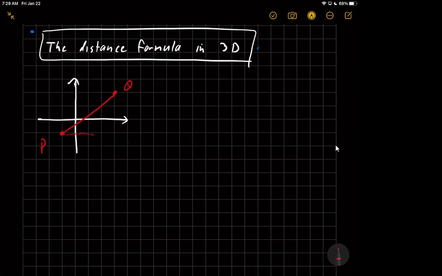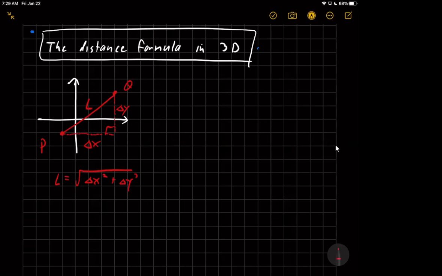There's a longer version of the formula, but basically what it comes down to is we have a right triangle here, okay? And there is a delta X value and a delta Y value. If we want to find, let's say, I'll use L for the distance between the points, we can say that L is the square root of delta X squared plus delta Y squared, right?